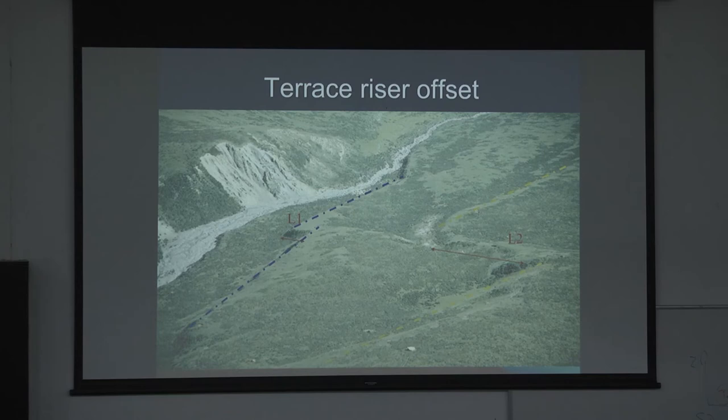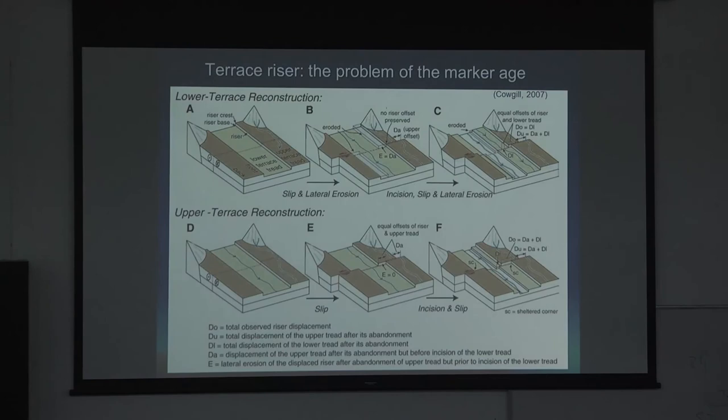Okay, so by making the continuity of this line or of this line, we can have the offset of the riser. For the terrace riser, there is one difficulty in some way to get the age of the deformation rate. It was illustrated by Cogill in 2007 with these two sketches.